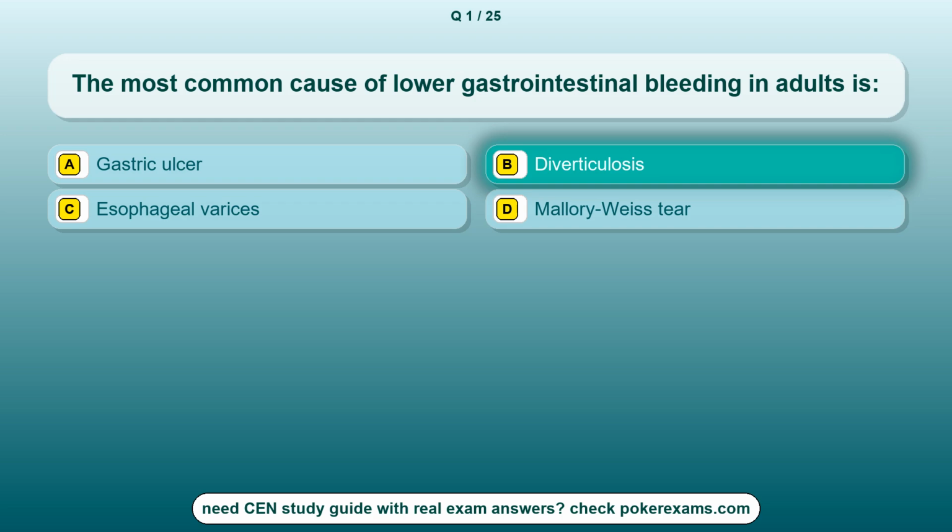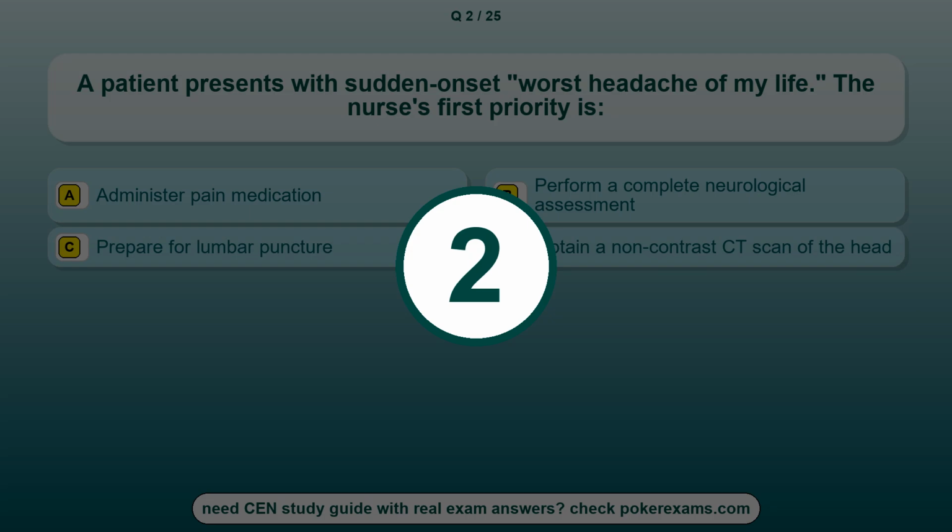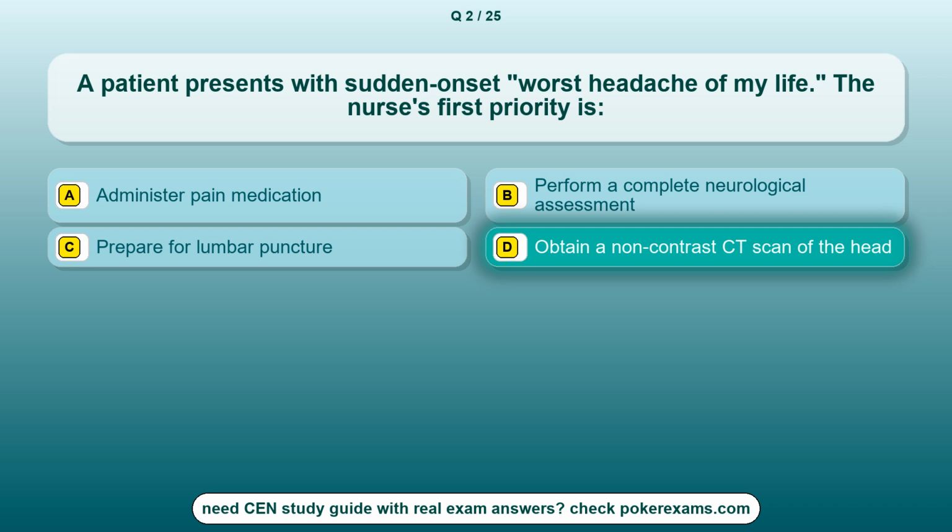Diverticulosis. Question 2. A patient presents with sudden onset worst headache of my life. The nurse's first priority is Option A. Administer pain medication. Option B. Perform a complete neurological assessment. Option C. Prepare for lumbar puncture. Option D. Obtain a non-contrast CT scan of the head. The correct answer is option D. Obtain a non-contrast CT scan of the head.